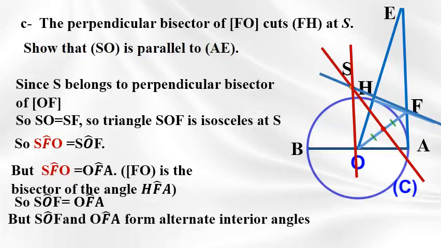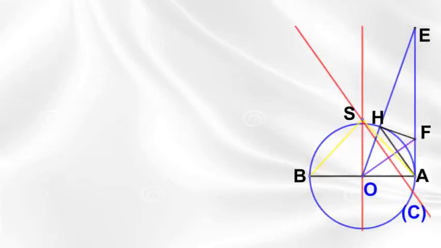And we have that SOF and OFA form alternate interior angles. Because of the alternate interior angles, we have the parallel now. So SO is parallel to AE. Here the figure again.